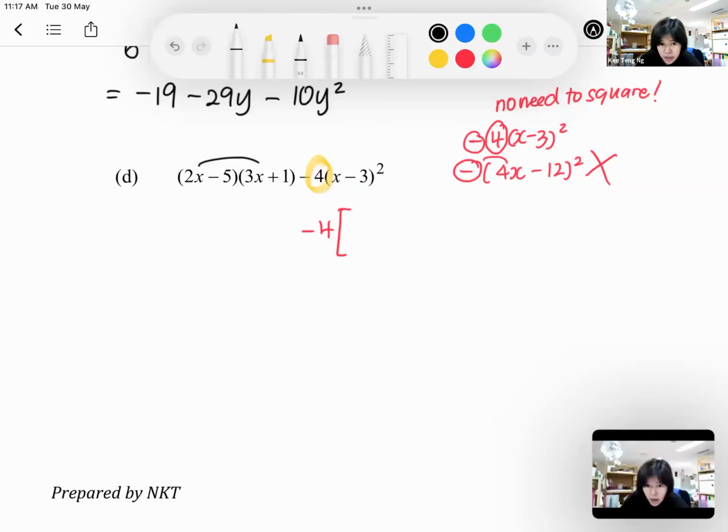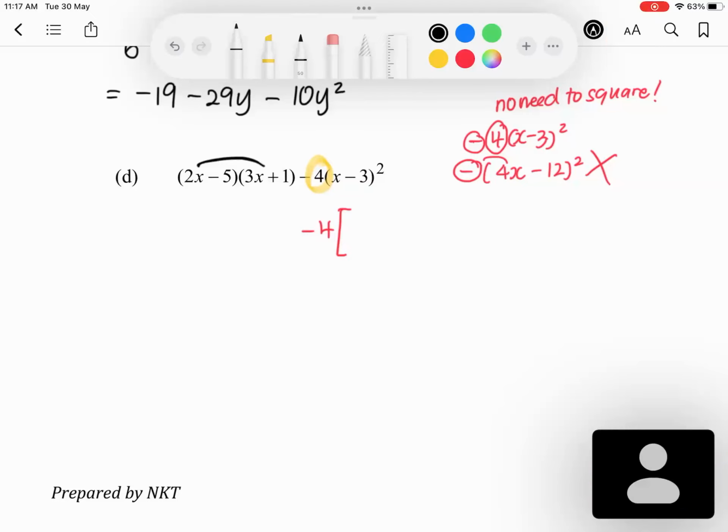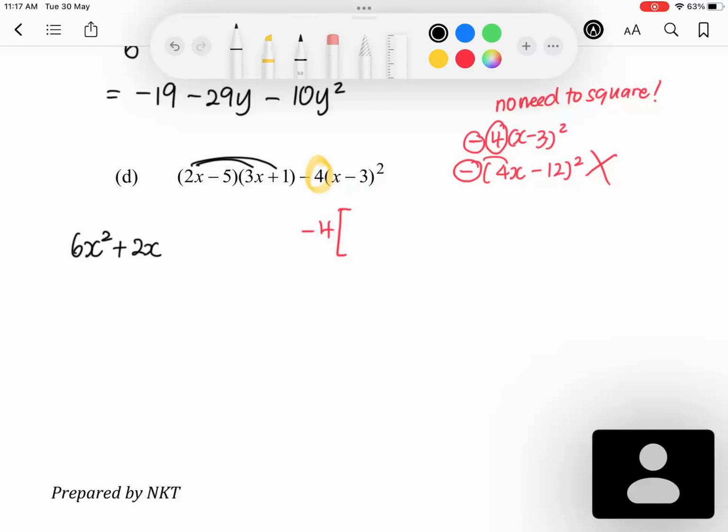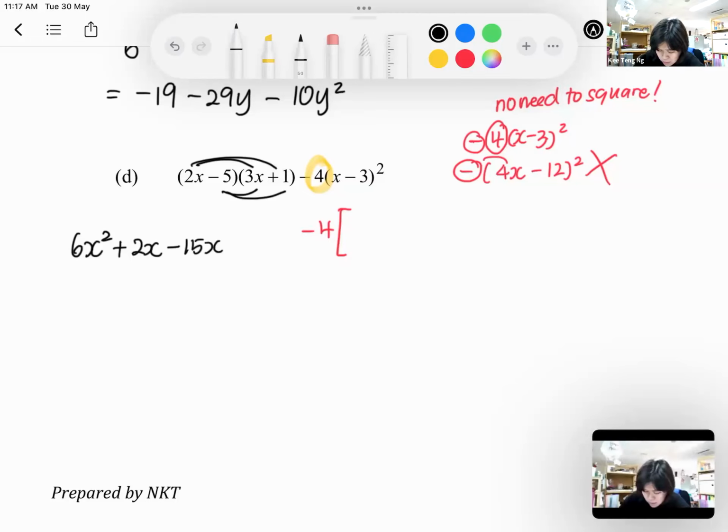2 times 2x times 3x, 6x squared. Then plus 2x, then negative 15x, and then negative 5. Thank you. Okay, then minus 4. I'll do the rest of this whole thing.